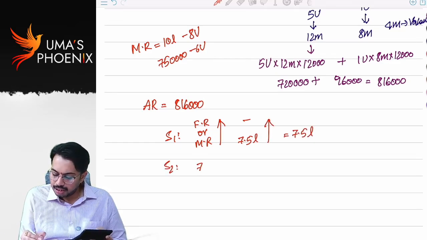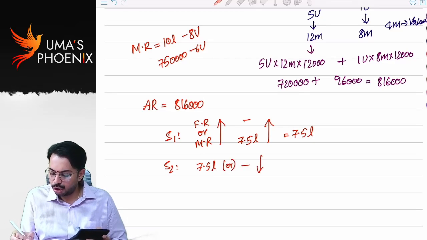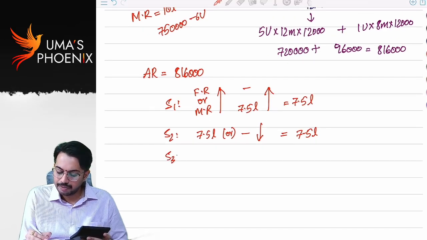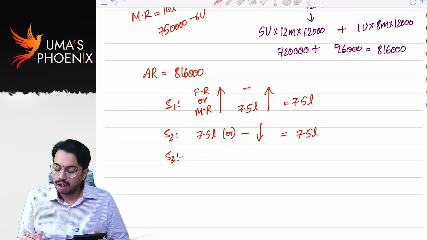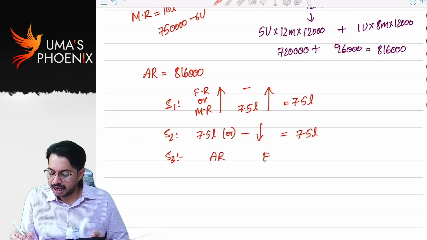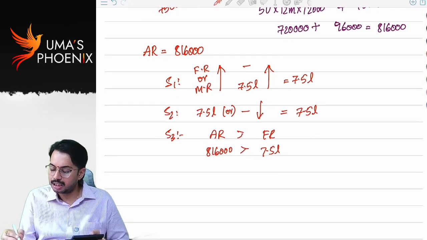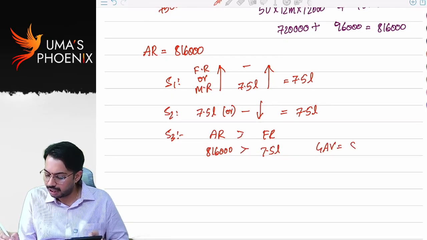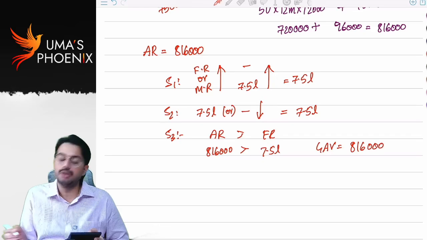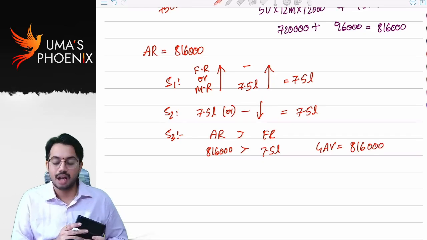Step 2, result of step 1 or standard rent, whichever is lower. As it is not given, 7.5 lakhs is the expected rent. Step 3, we need to compare actual rent with expected rent. Actual rent 8,16,000, expected rent 7.5 lakh. Actual rent is greater than expected rent. So gross annual value is equal to actual rent, 8,16,000. Are you able to understand?